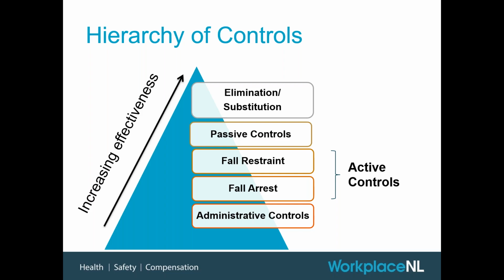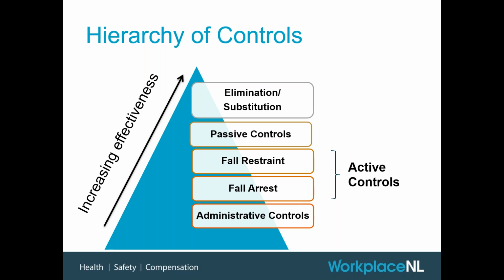Those are basically things like procedures that would require a worker to do something. And then at the bottom, we've got our PPE options. However, with the hierarchy for falls, it's a little bit different because really most of our PPE is not used exclusively. It's not used outside of a system that's very critical to the function of that PPE. So the engineering and the PPE controls are kind of bundled up together, and that's really where we get into these passive and active controls.